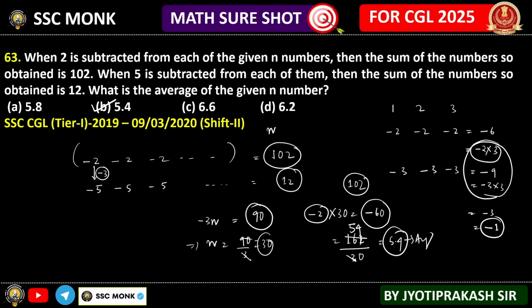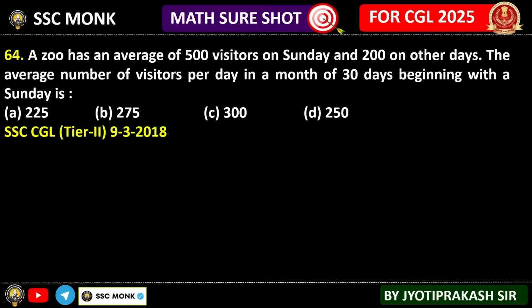Clear? What I did, first I found out the total. Now see, from the total how much was taken out? 2 from each, so in total I have taken out 60. After taking out, how much was I getting? 102. So the actual total of these 30 numbers was 102 plus 60, that is 162. So average is equal to total by total number. I got it. Clear? Next.